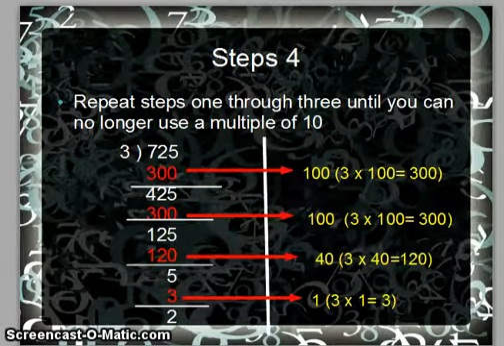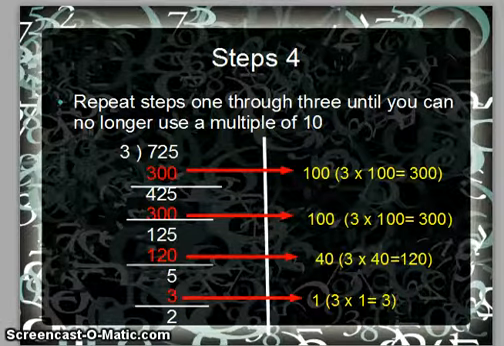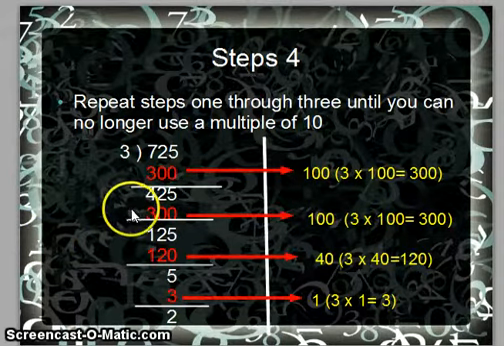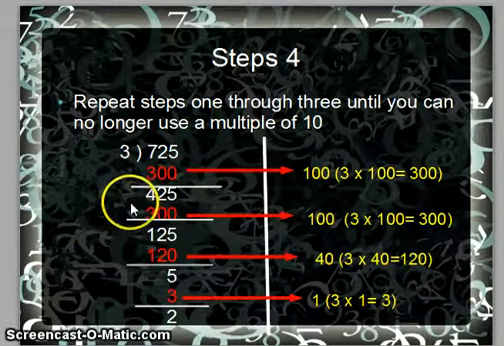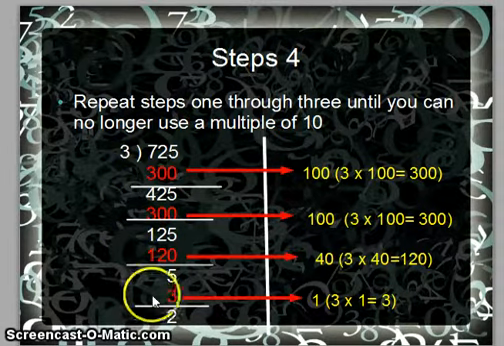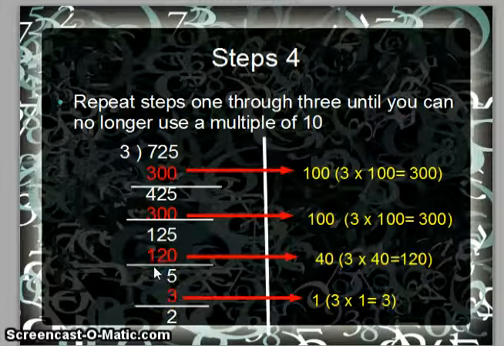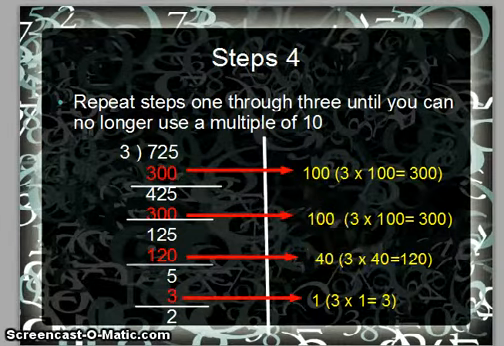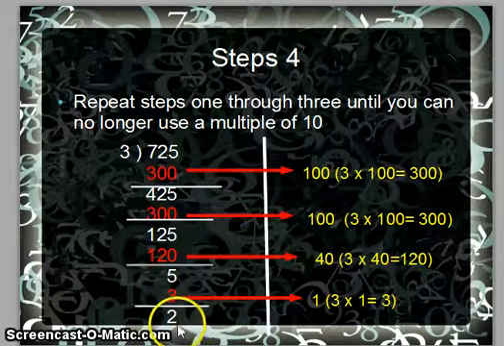Step 4, you want to repeat that step over and over until you can no longer use a multiple of 10. So here, after we arrived at 425, we continued with 300 as a multiple, 120, and 3. The corresponding quotients were written in the quotient column: 100, 100, 40, and 1. Sometimes, but not always, you will have a remainder. Leave the remainder there. We'll come back to it later.